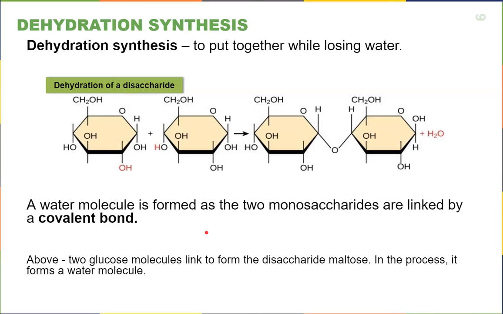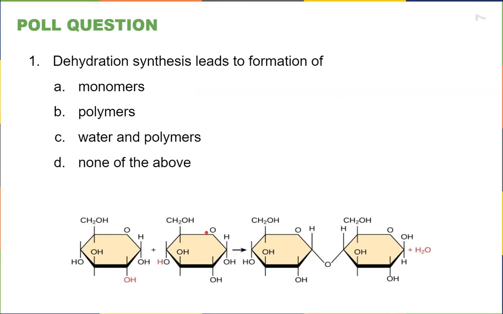We're not going to get into all the bonds, but covalent bond is a nice bond because it is very stable. Okay, so dehydration synthesis leads to the formation of which of the following? Take your time, you can pause. All right, so the answer is C, water and polymers. So we're going to make a polymer, and then we're also making water.